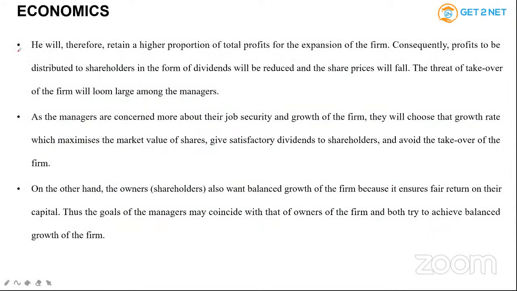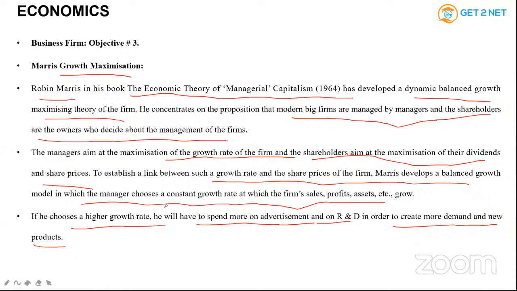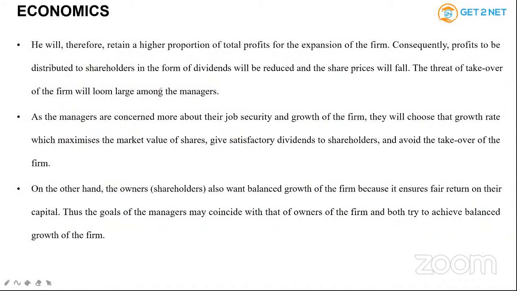Okay, यहाँ पे देखो क्या हो रहा है, when he chooses a higher growth rate, then what will happen? He will try to retain a higher proportion of total profits for the expansion of the firm because we are now aspiring for a higher growth rate. कंपनी बढ़ रहा है, कंपनी अगर बढ़ रहा है तो प्रॉफिट भी ज्यादा होगा, अगर प्रॉफिट ज्यादा होगा तब मैनेजर्स क्या चाहते हैं कि ज्यादा प्रॉफिट कंपनी में ही रहे, एक्सपैंड हो सके ताकि ऑर्गेनाइजेशन ग्रो कर सके. Otherwise profits are to be distributed to shareholders in the form of dividends.